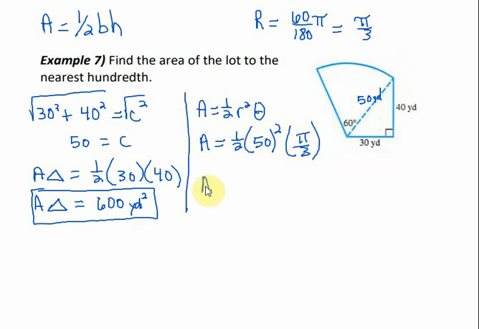If I multiply everything in the numerator together, I know that 50 squared would be 2,500. And that's pi over 6. And if I multiply that out, I get this.